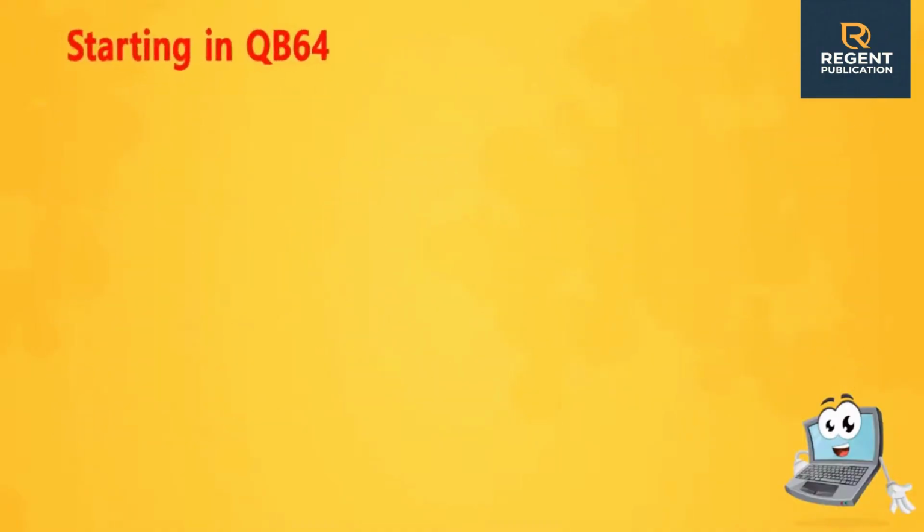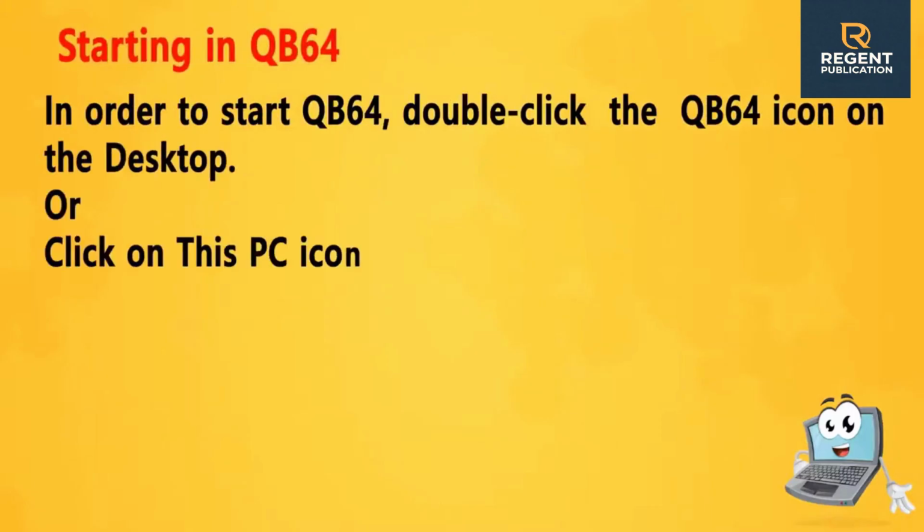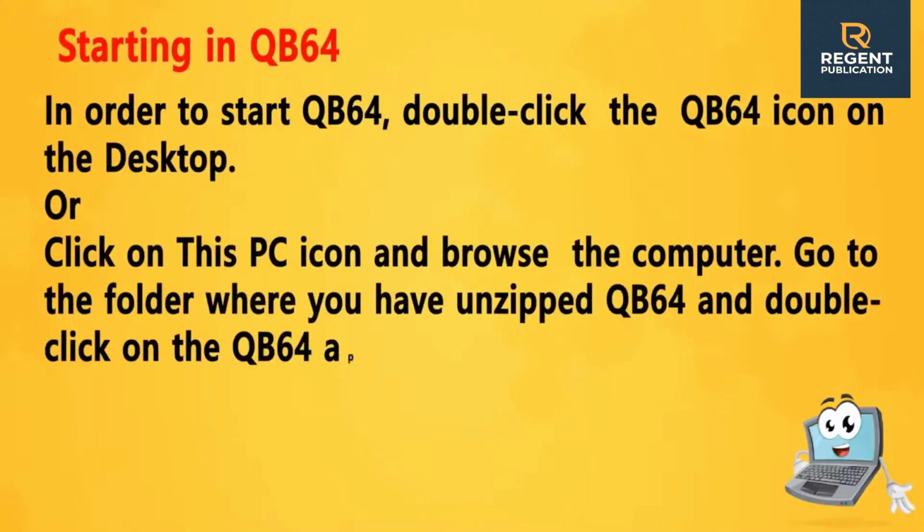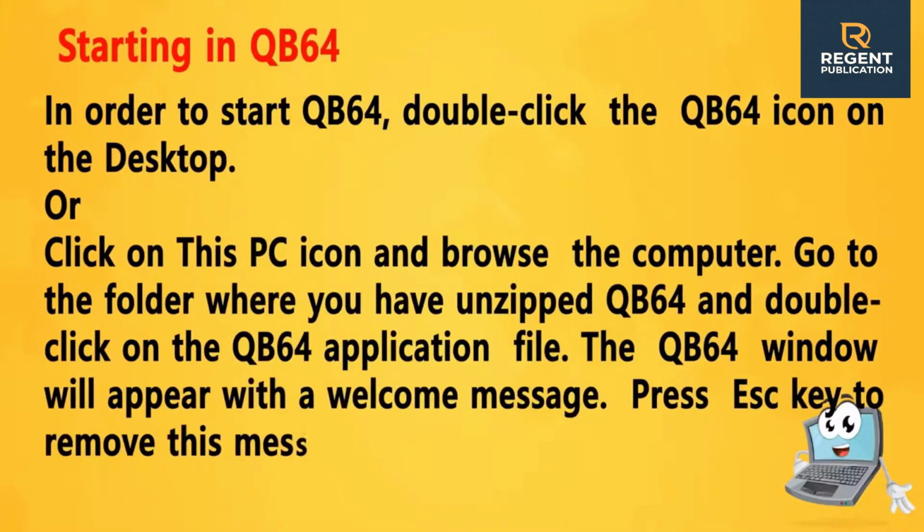Starting QB64. In order to start QB64, double-click the QB64 icon on the desktop or click on This PC icon and browse the computer. Go to the folder where you have unzipped QB64 and double-click on the QB64 application file. The QB64 window will appear with the welcome message. Press Escape key to remove this message.